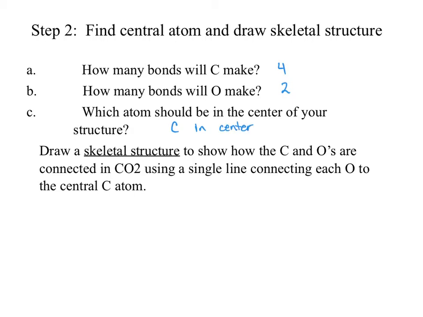Okay, so once we figured out which is in the center, we're going to draw what we call our skeletal structure. And so all you're going to do is put the central atom in the center and connect each of the other atoms to that with a line. Remember that this line represents 2 electrons. It's a bond made by 2 electrons that are shared between the oxygen and the carbon.